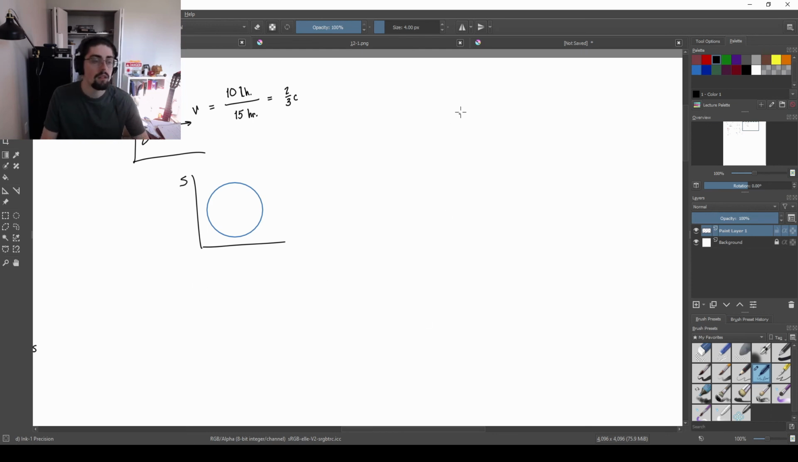So now we're going to need to say, all right, we have delta t. We measured this as 15 hours, but that's not necessarily what they recorded on the ship. So we have to ask, what did they record? They recorded delta t prime, which we know because they're the ones standing on the rocket ship with the stopwatch in hand. That's the proper time.